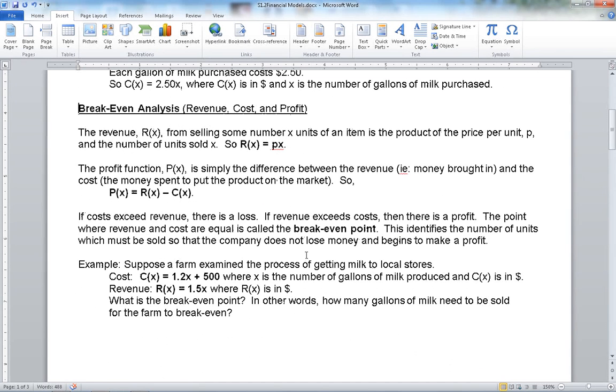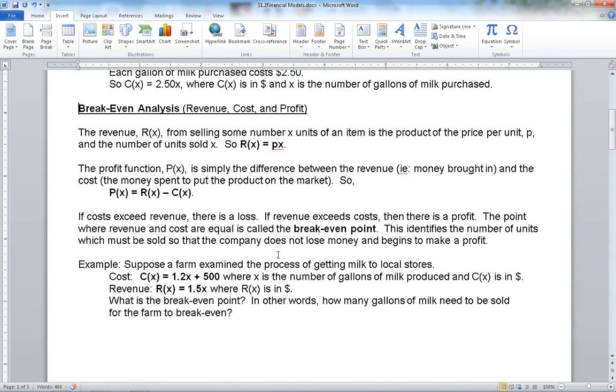If cost exceeds revenue, you would have a loss on that product. If revenue exceeds cost, then you have a profit. The point where it changes from loss to profit is called the break-even point. It's where revenue and cost are equal to each other. That identifies the number of units you need to sell so the company breaks even, or does not lose money, but starts to make money.